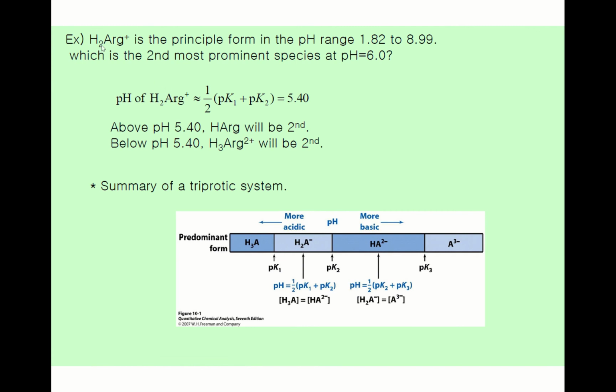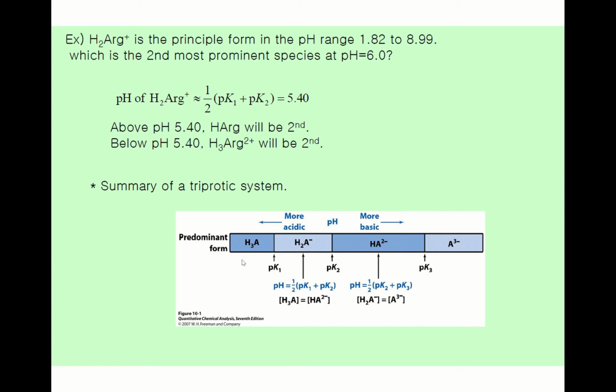So diprotonated arginine is the principal form in the pH range of 1.82 to 8.99. Which is the second most prominent species at pH 6.2? What is the second most prominent species? All right, here, let's look at this figure. This is the arginine case. And here there are 1, 2, 3 forms.